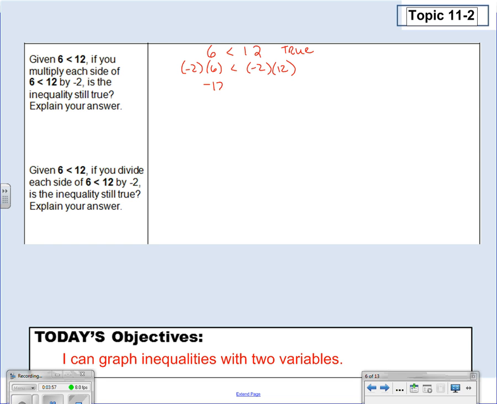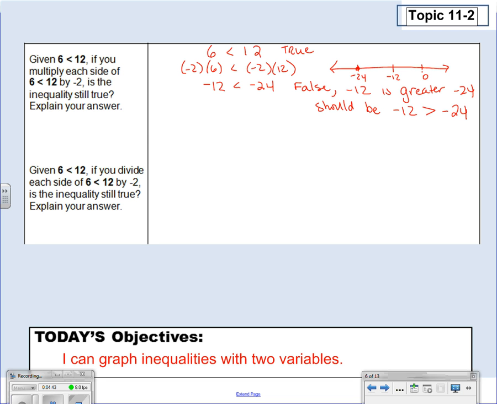-2 times 6 is -12, less than -2 times 12 is a -24. Well, now we have a false statement because -12 is not less than -24. If I look on the number line, start where my 0 is, going negative, I will see -24 is actually the smaller number. So this is false because -12 is greater than -24. It's closer to 0. So what I should have is -12 greater than -24. Notice that's not what we ended up with.